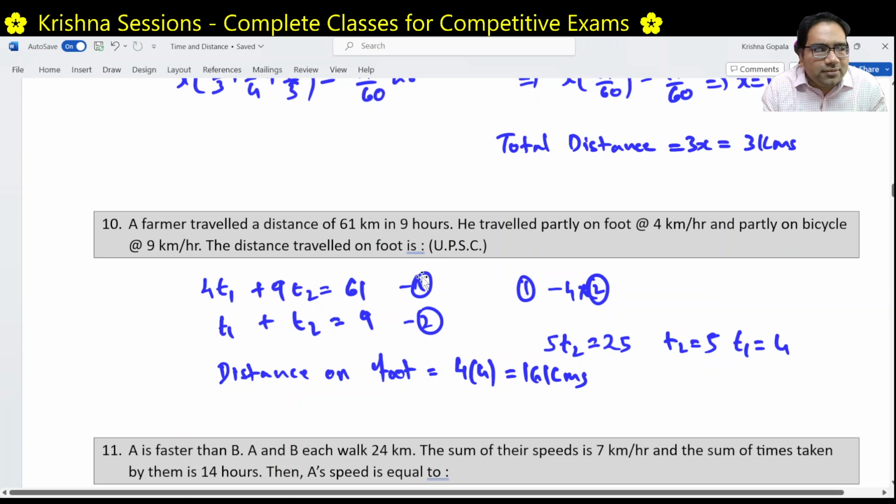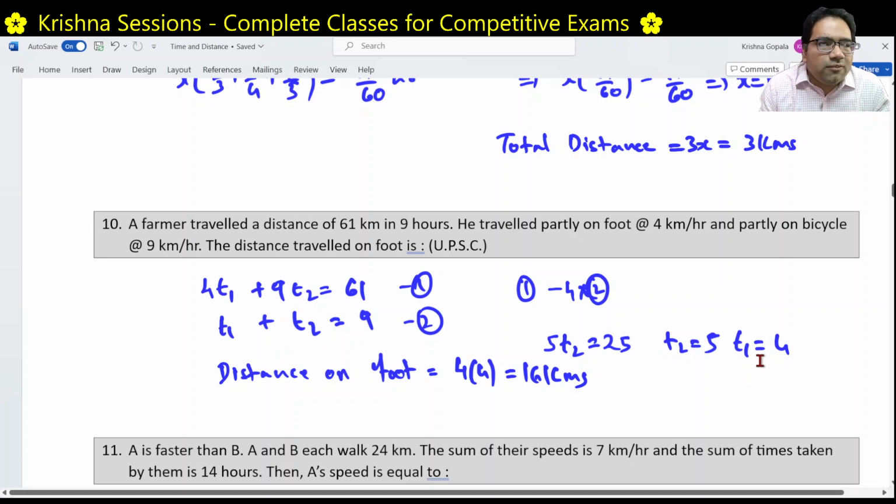Now first equation minus 4 into second equation. We want to cancel out T1, right? That becomes 9T2 minus 4T2, which is equal to 5T2, is equal to 61 minus 4 into 9, 61 minus 36, which is equal to 25. So 5T2 equal to 25, T2 is equal to 5. T1 is equal to, because T1 plus T2 is equal to 9, T1 is equal to 4.